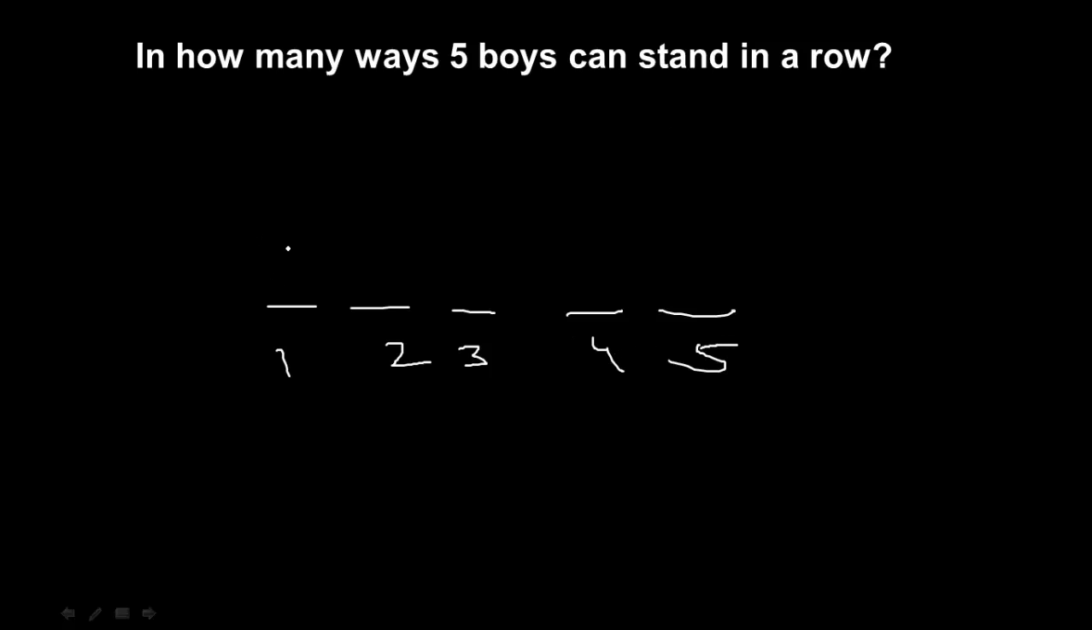In how many ways can a boy come on the first position? 5 ways, because there are 5 boys. So the first position can be assigned to any of the 5 boys. The second position can be assigned to any of the 4 boys, then any of the 3 boys, any of the 2 boys, any of the 1 boy. Yes, the answer is 5 factorial.